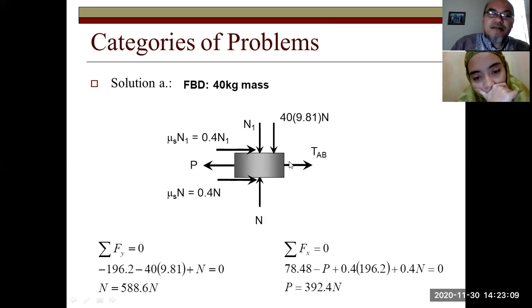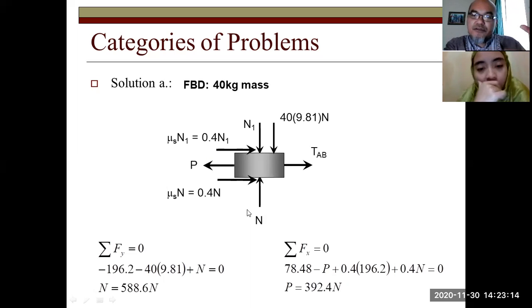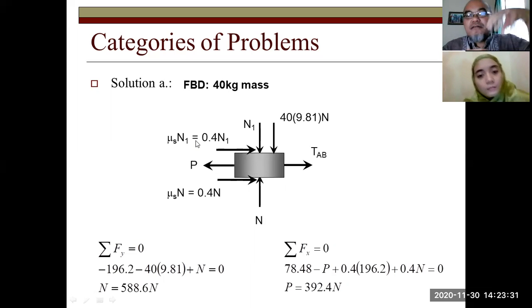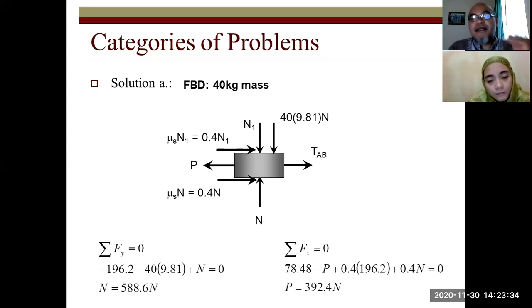Since it is moving to the left due to this pulling force P, the friction from the floor will push to the right, opposite to the motion of this object: mu S times N, or 0.4 N, where N is the total normal force. But from the upper mass there will also be a friction force. Mass A will exert a friction force on mass B whose value is mu S times N1, where N1 is the normal force between mass A and mass B.